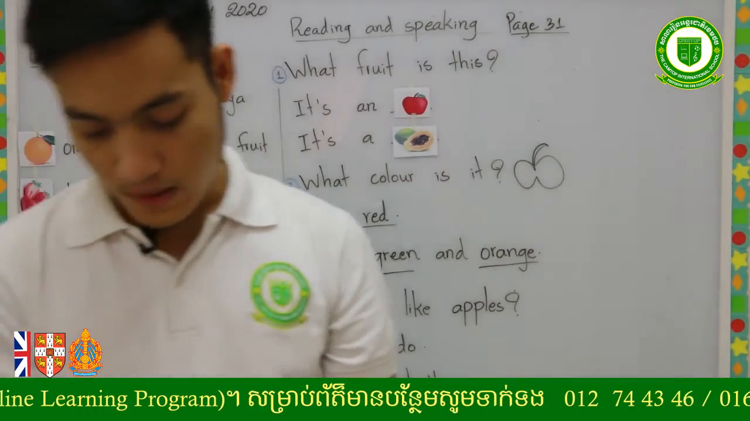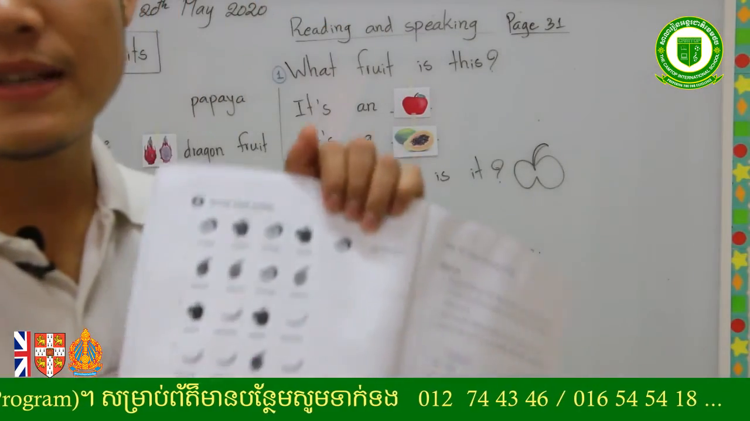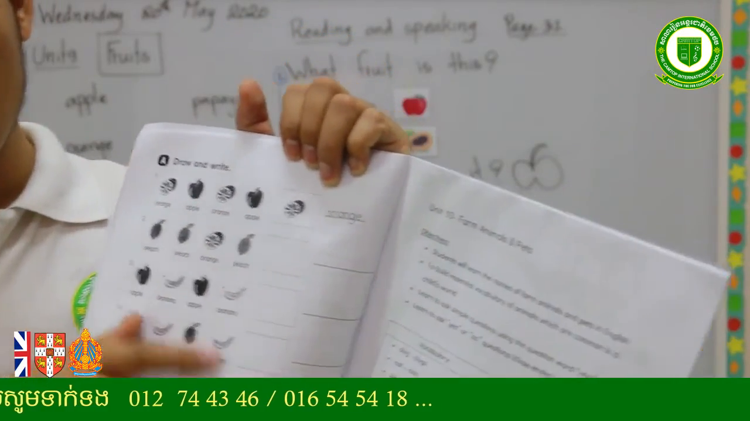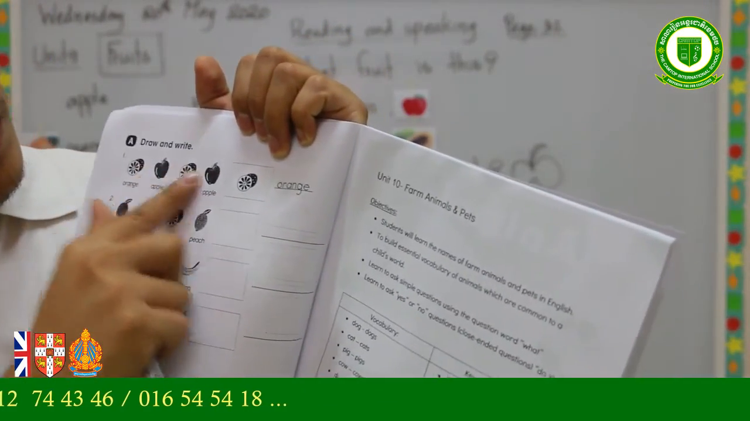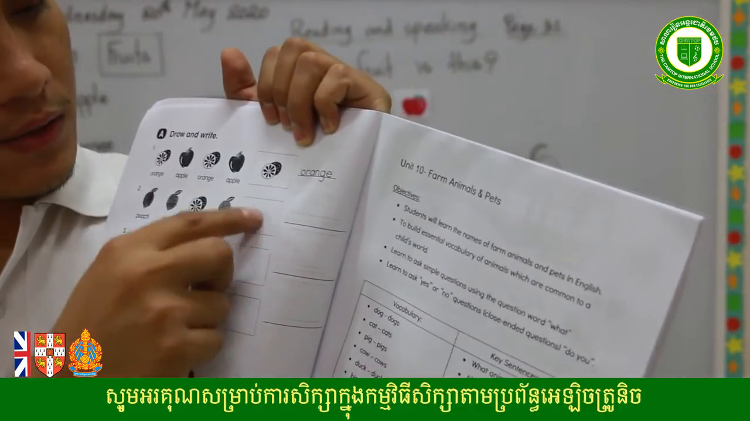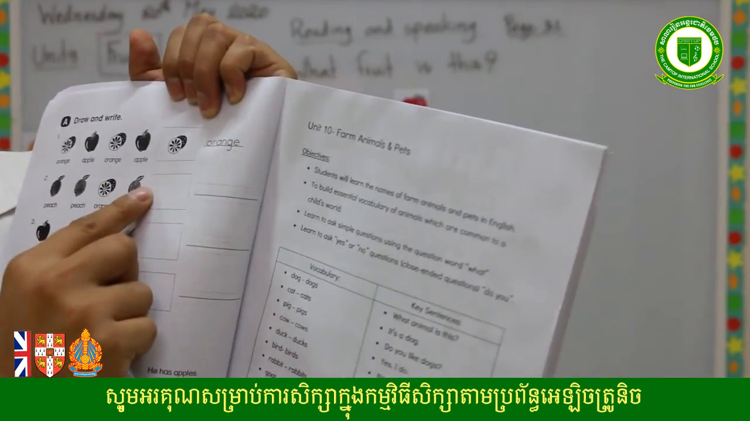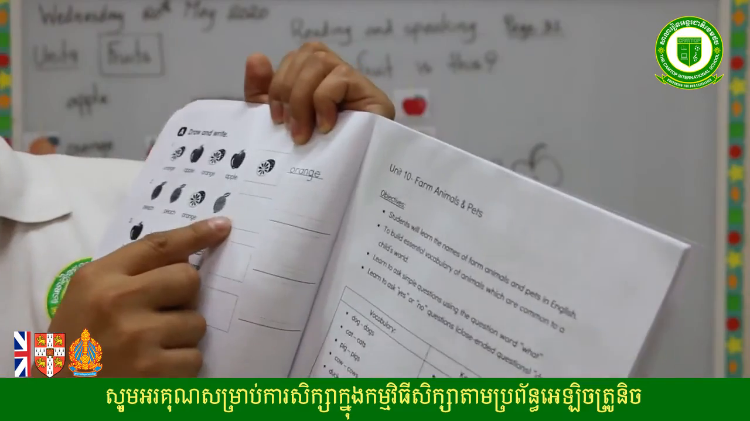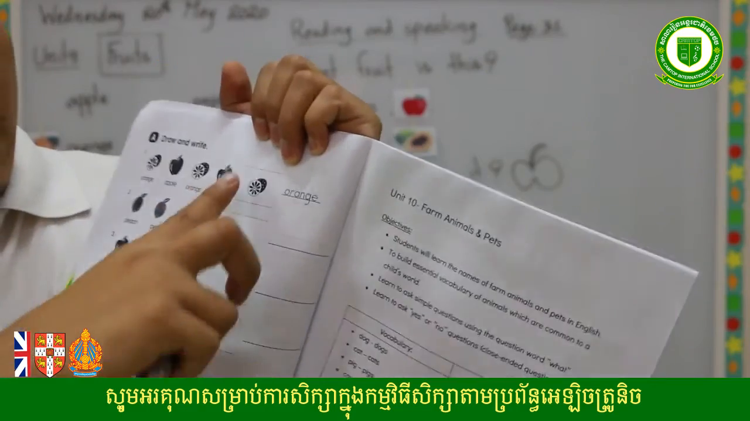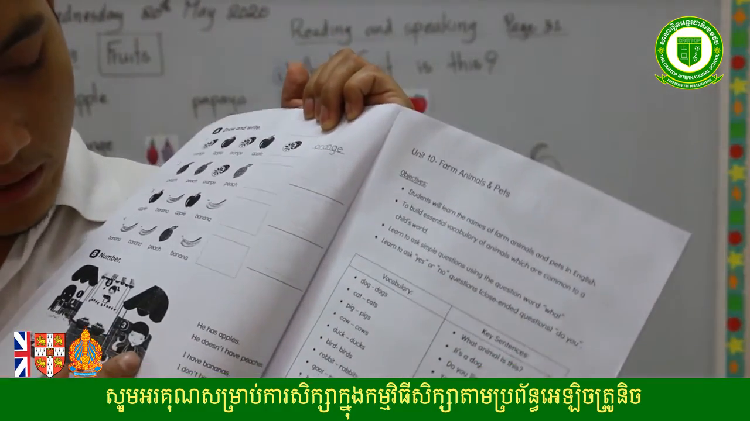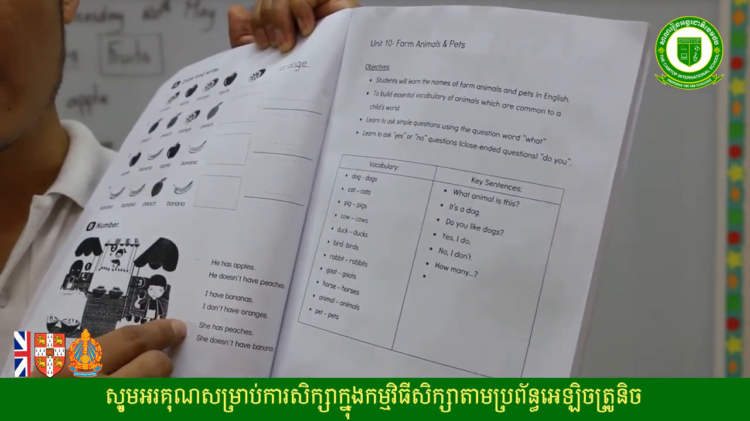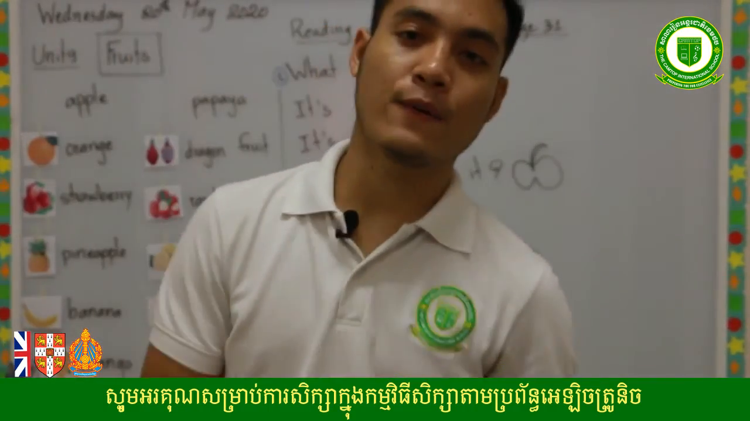And the homework is on page 32. On page 32 you need to draw and write. Look at the fruits here. They give you many fruits. Think about fruits that you like, and then choose one of the fruits to draw here. For example, you draw an orange, or an apple, or a peach. So draw only one, and then write the words here. But this one, if you can read this, it's still good, it's even better if you can read this. So that's it for homework, and that's all for the lesson for today.